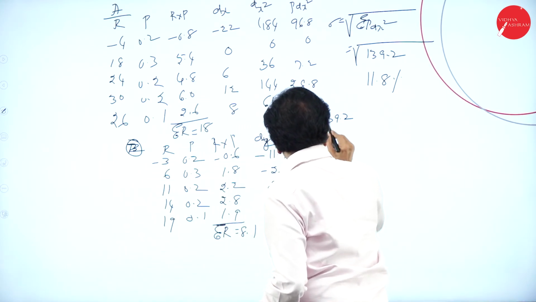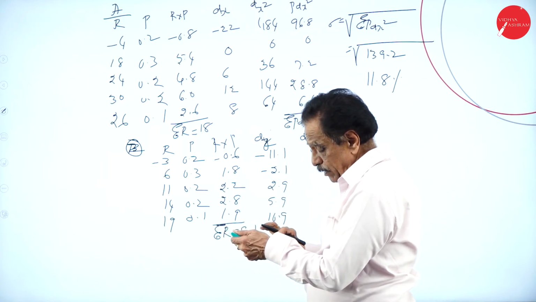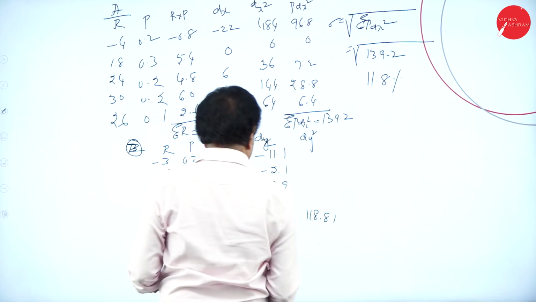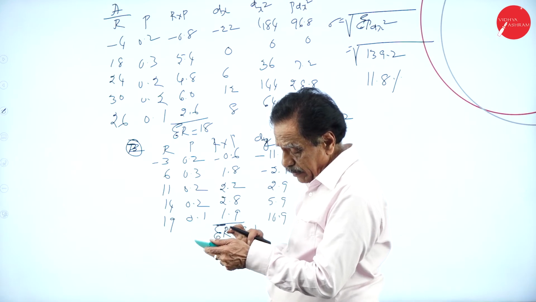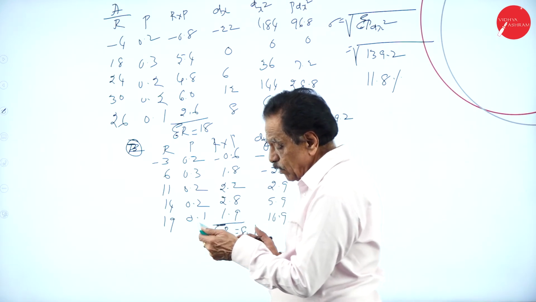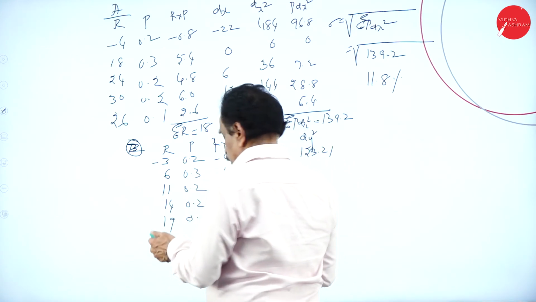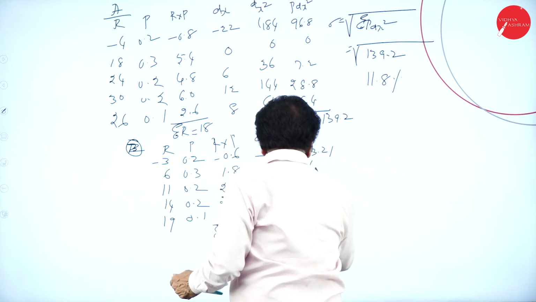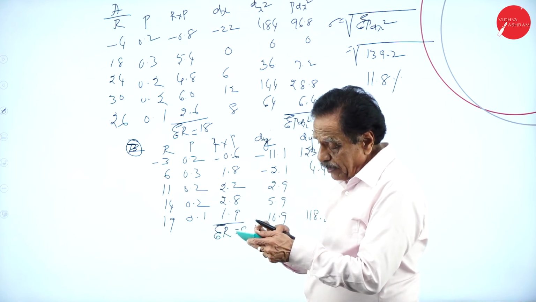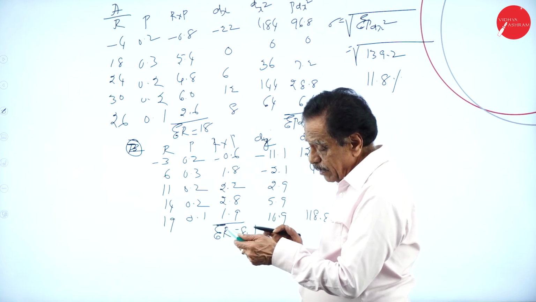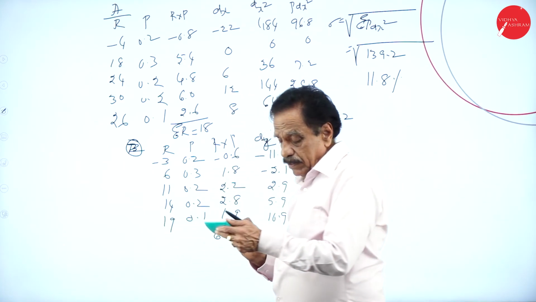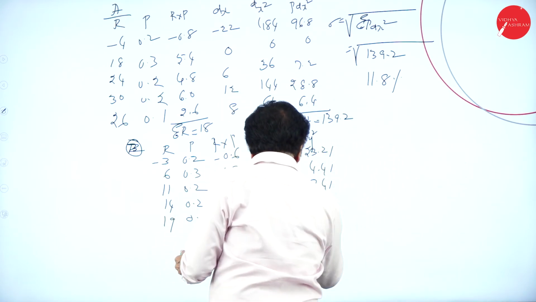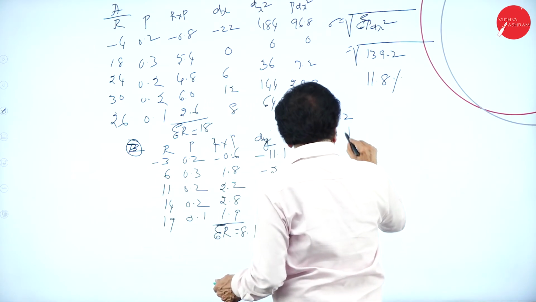So dy square: 10.9 into 10.9 is 118.81, 11.1 into 11.1 is 123.21, then 2.1 into 2.1 is 4.41, then 2.9 into 2.9 is 8.41, then 5.9 into 5.9 is 34.81. Then P dy square.